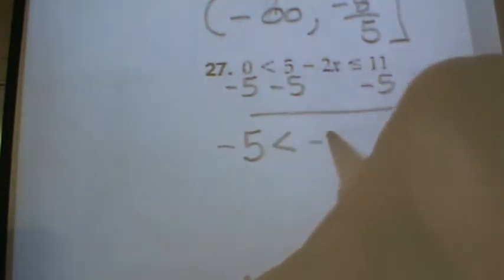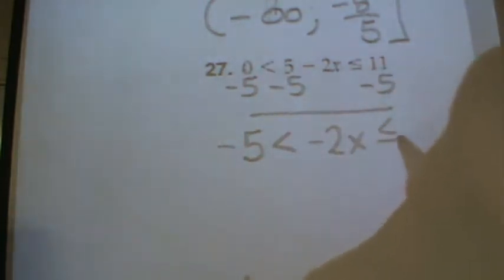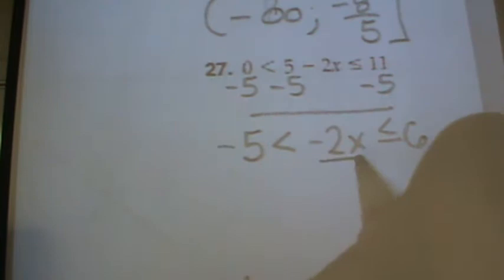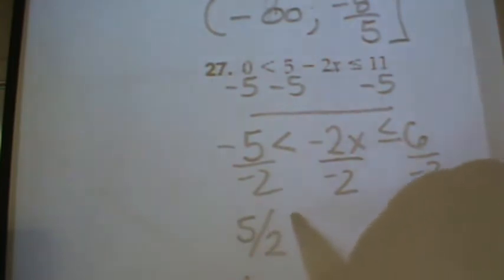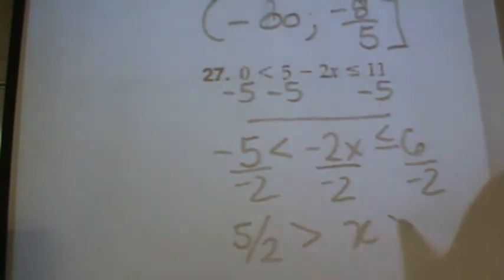Negative 5 is less than negative 2x, less than or equal to 6. And then divide by negative 2. So we have to not only simplify this, but flip the sign. Now, what's wrong with this is the order of the answer. You should have negative 3 on this side and 5 halves on that side. So you're going to flip everything.